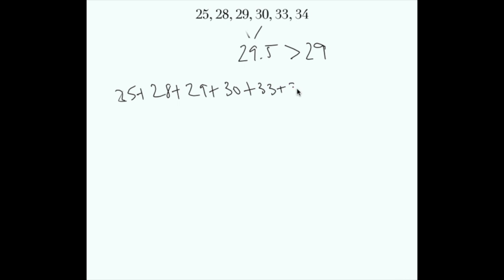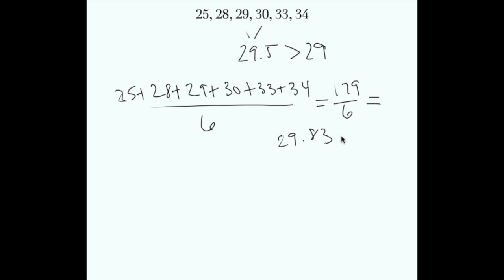Okay, so what happens when we remove the outlier? Now, our set of numbers is 25, 28, 29, 30, 33, and 34. The median is the average of 29 and 30, or 29.5, which is larger than the original median of 29. The mean of these numbers is 25 plus 28 plus 29 plus 30 plus 33 plus 34 divided by 6, which equals 179 divided by 6, which equals 29.83. This also happens to be larger than the original mean of 26.28.